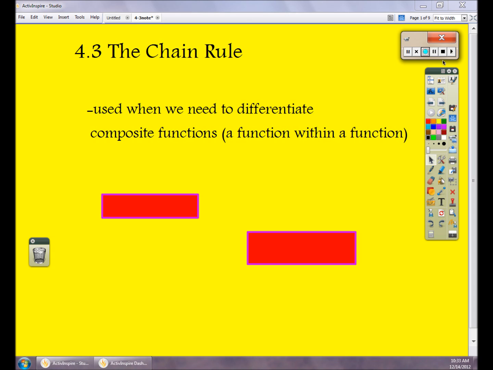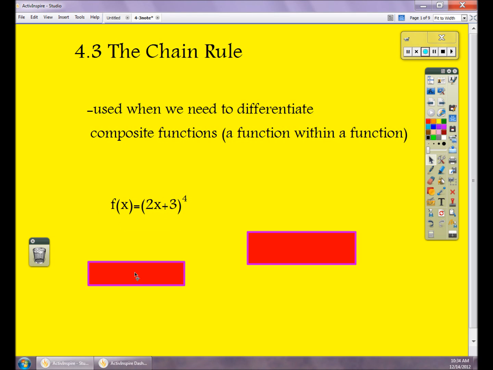We're going to need a new shortcut when dealing with derivatives, specifically when we have composite functions. A function within a function, something like f of g of x, where g of x is its own function and f of x is its own function, and they're built within each other. For instance, if I have f of x equals (2x plus 3) raised to the fourth, 2x plus 3 is its own function. Some quantity raised to the fourth is a secondary function. So I have a function within a function. I'm going to need a shortcut to help deal with that.